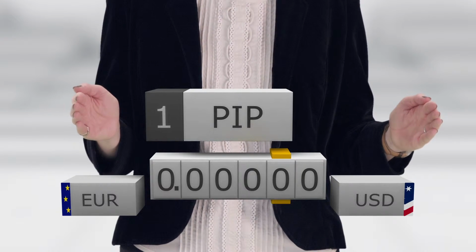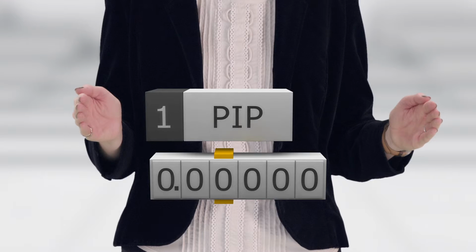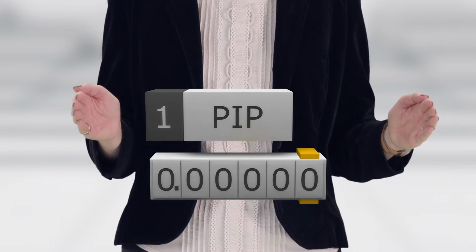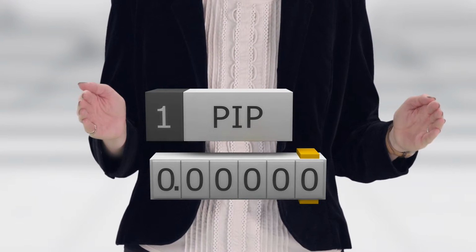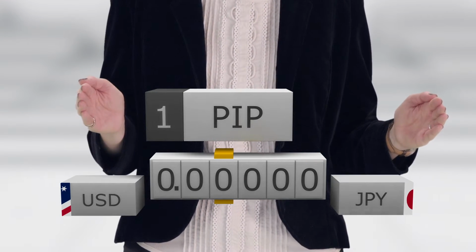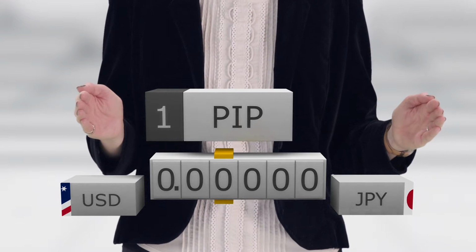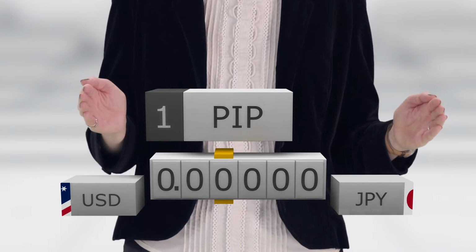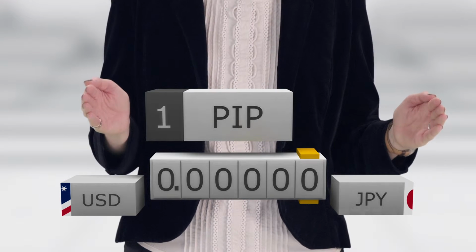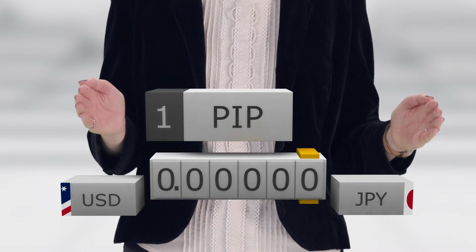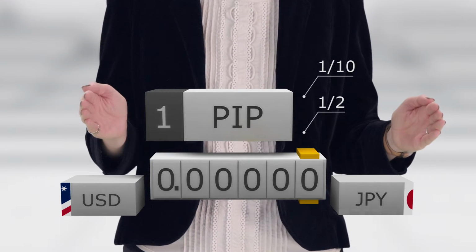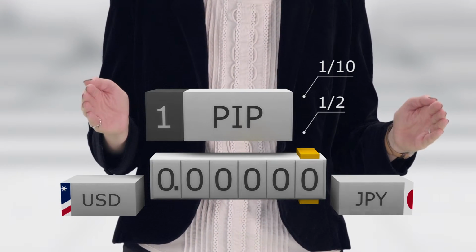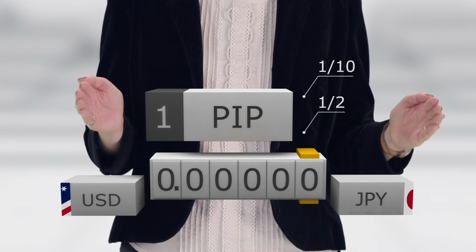But in some currency pairs, a pip can refer to the 2nd, 3rd, or even the 5th decimal. The most notable example of an exception to the 4th decimal rule is the currency pair dollar-yen, where the pip refers to the 2nd decimal of the price. But please be aware that most FX platforms nowadays offer pricing with an extra decimal, for instance in 1/10 or half pip increments. This is more commonly seen in the major currency pairs than in the non-major pairs.